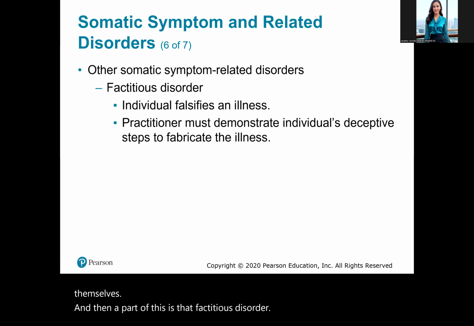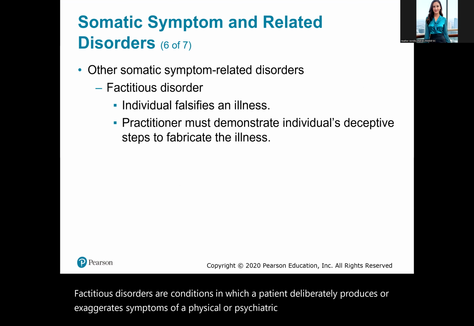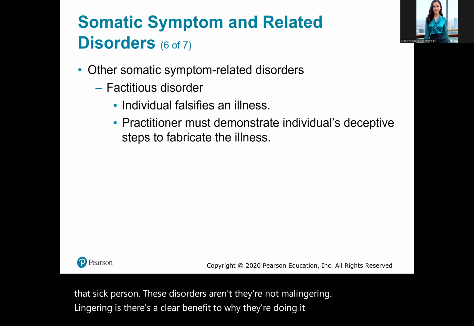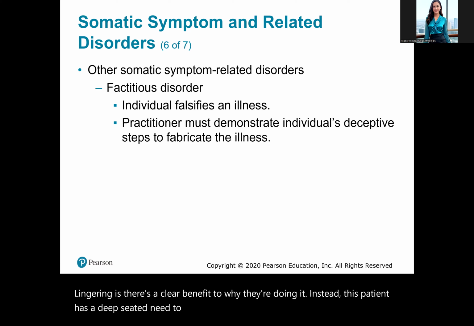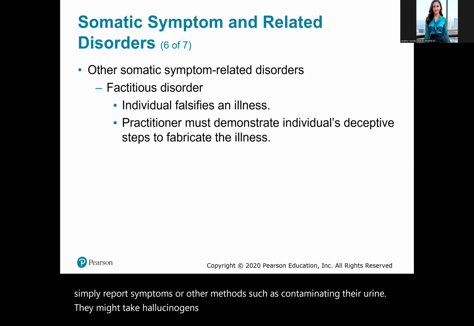Factitious disorders are conditions in which a patient deliberately produces or exaggerates symptoms of a physical or psychiatric illness to assume the role of that sick person. These disorders, they're not malingering. Malingering is when there's a clear benefit to why they're doing it. Instead, this patient has a deep-seated need to actually just be seen as ill or injured. Patients may simply report symptoms or use other methods, such as contaminating their urine. They might take hallucinogens, something to create symptoms.